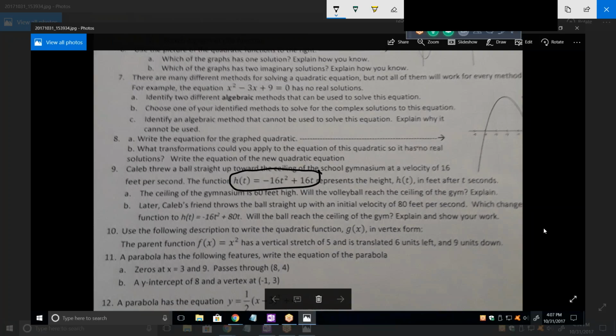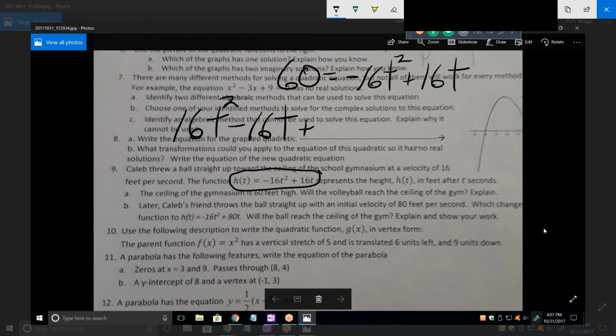Okay. So the first question says, the ceiling of the gymnasium is 60 feet high. Will the volleyball reach the ceiling of the gym and explain? Well, that means, is there a solution to this equation? 60, the height that they want it to get to, is there a real solution to that? Well, if I turn that into a standard quadratic, move both of these t terms to the left side, I get this.